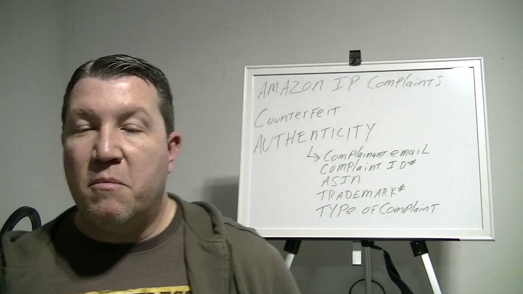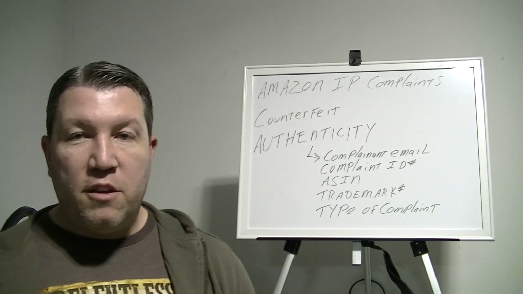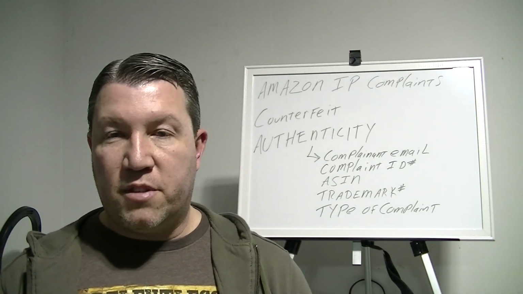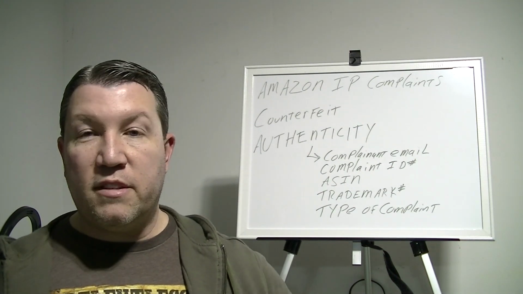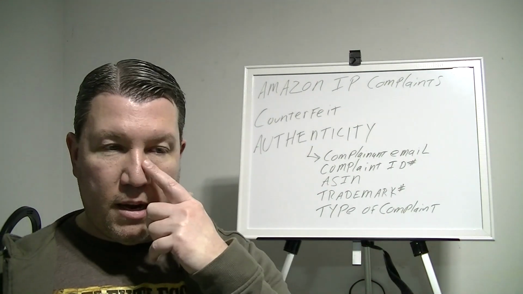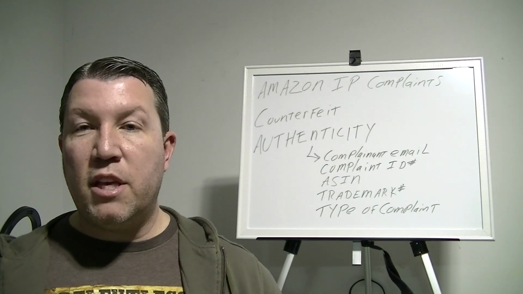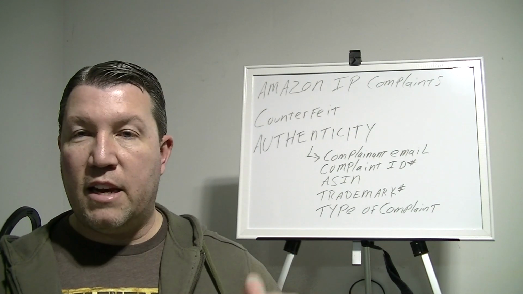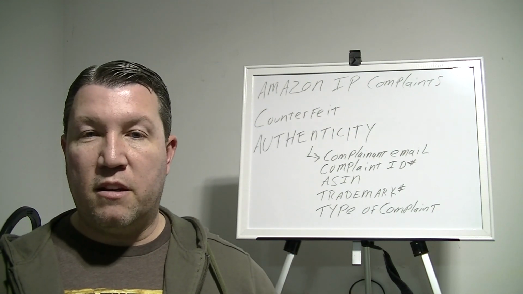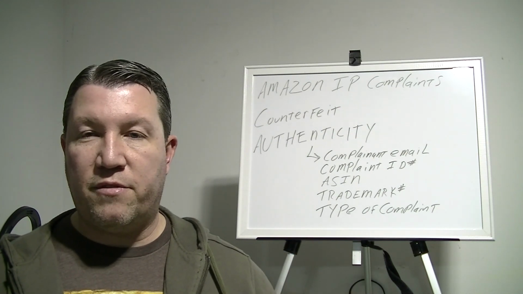So if you've been selling on Amazon for any amount of time, really, you've probably received an IP complaint of some sort. The first thing that's going to happen is you're going to get an email about it, right? And you've got to make sure you keep that email, because you need a lot of information that you can really only get from that email. It's super hard to try to track it down after the fact.